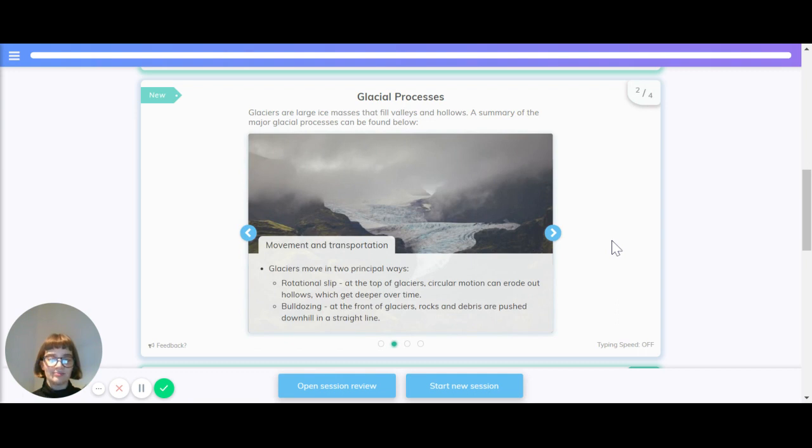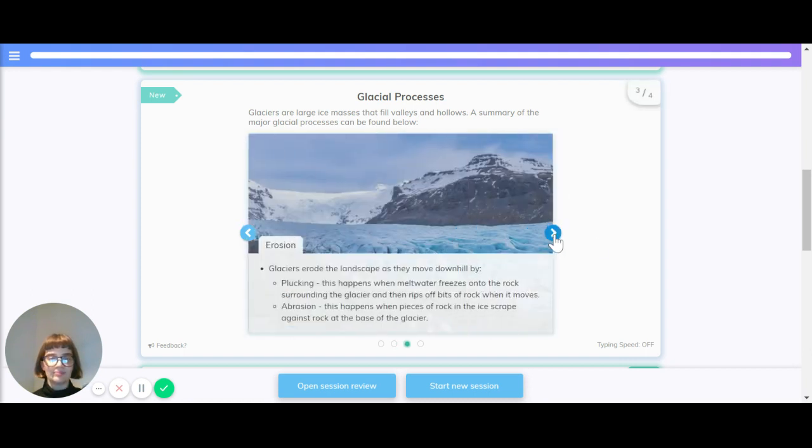Movement and transportation. Glaciers move in two principal ways. Rotational slip, which is at the top of glaciers: circular motion can erode out hollows, which get deeper over time. And bulldozing. At the front of glaciers, rocks and debris are pushed downhill in a straight line.